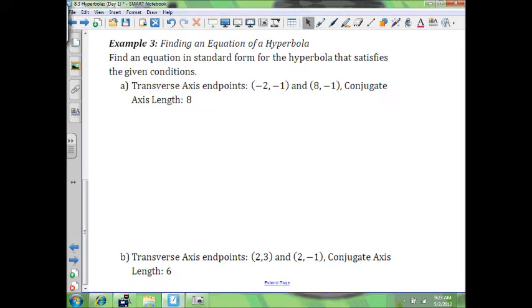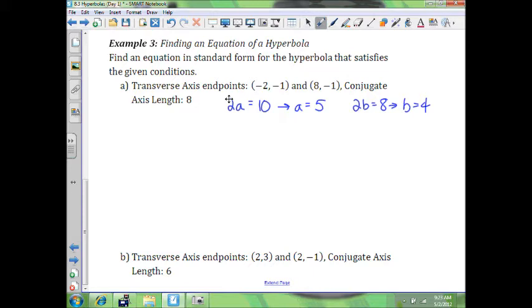Now, find an equation in standard form for the hyperbola that satisfies the given conditions. It says the transverse axis endpoints are (-2, -1) and (8, -1). Because the transverse axis is just like the major axis of an ellipse, that is 2a. So 2a is equal to 10 because the distance between -2 and 8 is 10. That means a is 5. Conjugate axis length is 8. That means 2b is 8, so b is 4.